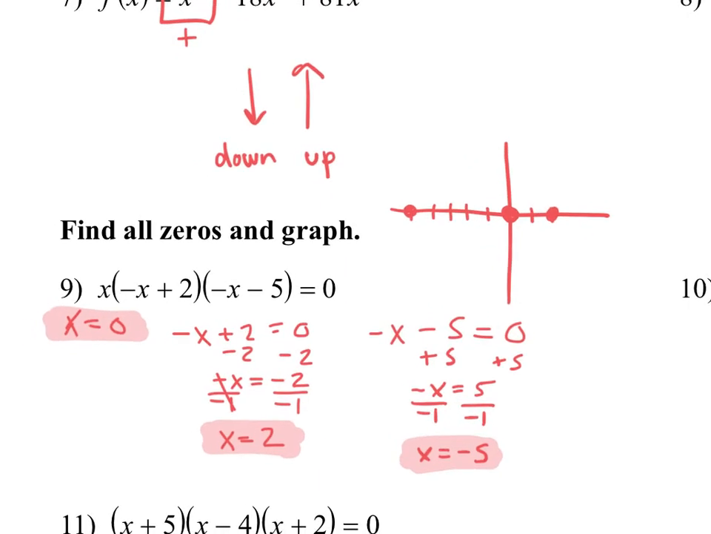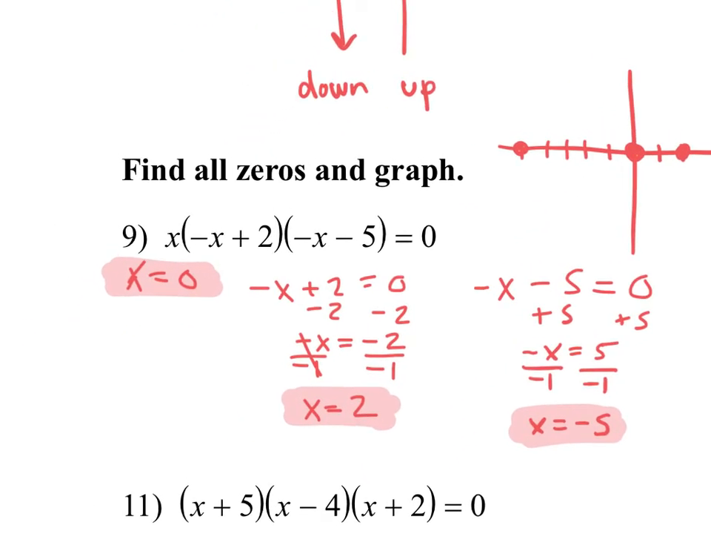Now I need to figure out what my end behavior is doing. How many x's do I have in this equation here? 3. 3 x's. So this is an x cubed graph. Do any of them have a negative in front of the x? Yep. We have 2 with a negative in front of the x. But what do 2 negatives make? A positive. So this is a positive x cubed graph.